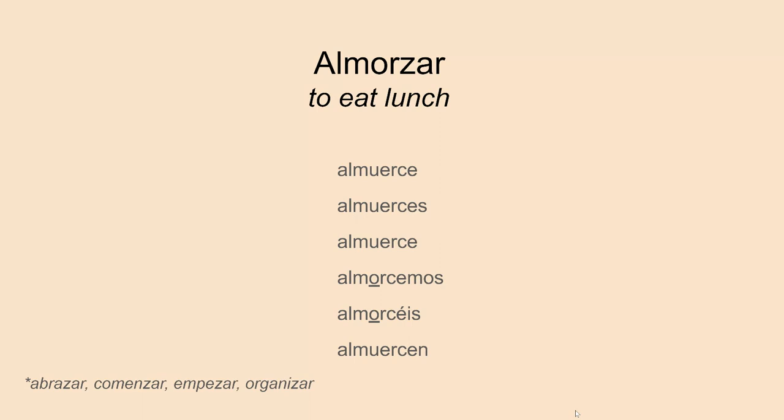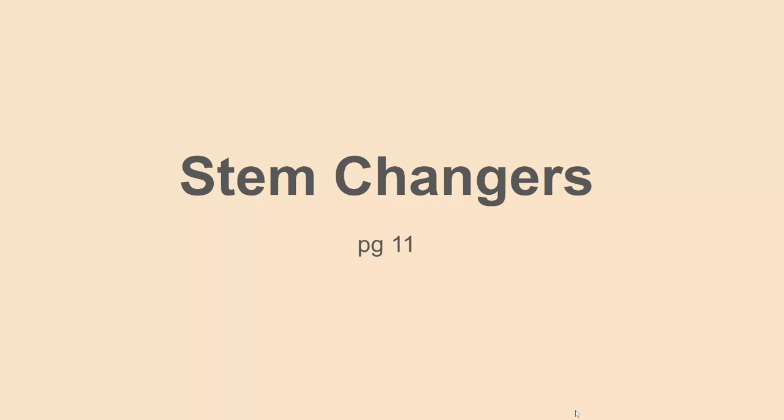Almorzar, to eat lunch, is also both a stem changer and a spell changer. You can see I did not stem change on nosotros and vosotros because this is an AR verb, but I did keep the C, which is the spell change, throughout the entire chart. Almuerce, almuerces, almuerce, almorcemos, almorcéis, almuercen. You're also responsible for abrazar, to hug, comenzar, to start, empezar, to start, and organizar, to organize.